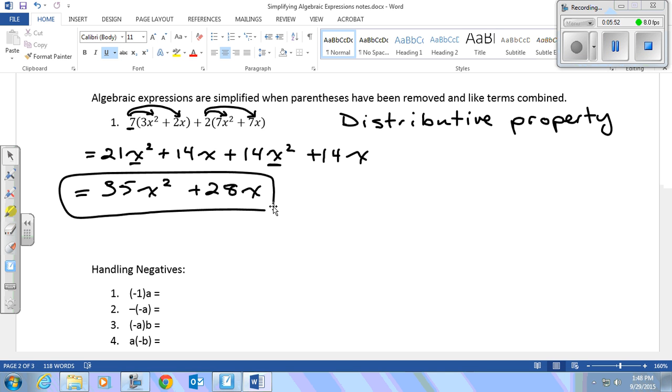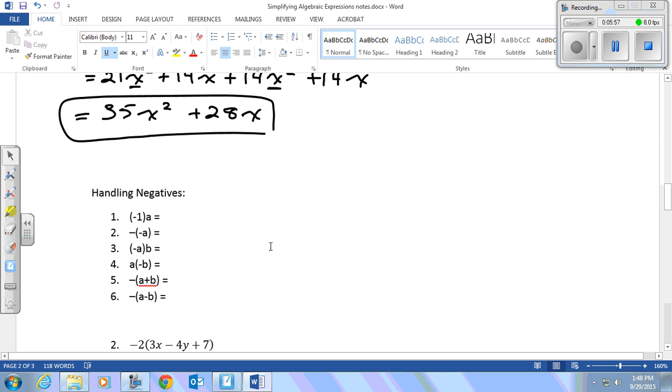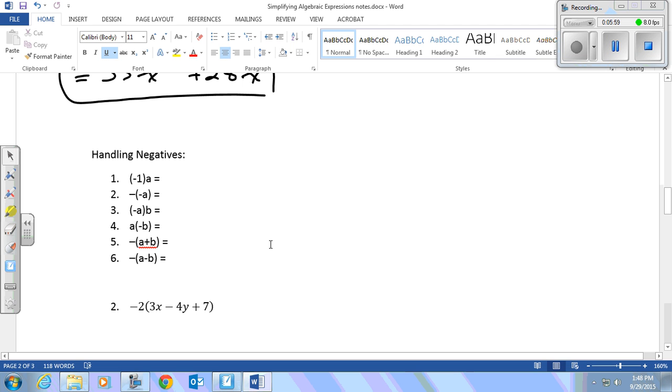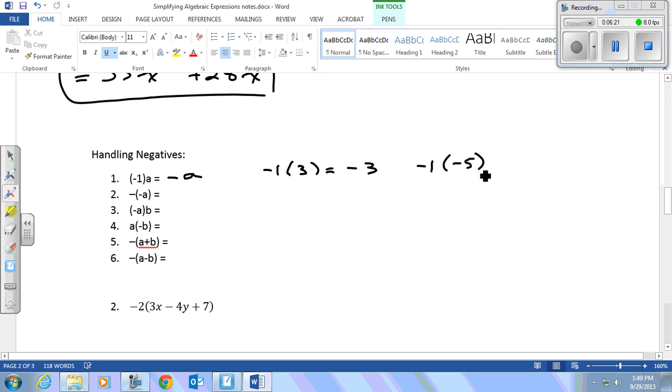Now this one contained all positives, so let's do a little review of working with negatives so that we can handle them when there are negatives as well. Recall that multiplying a number by -1 makes that number negative. It changes the sign on that number. For instance, if I had -1 times 3, that gives me -3. If I have -1 times -5, a negative times a negative equals a +5, okay?